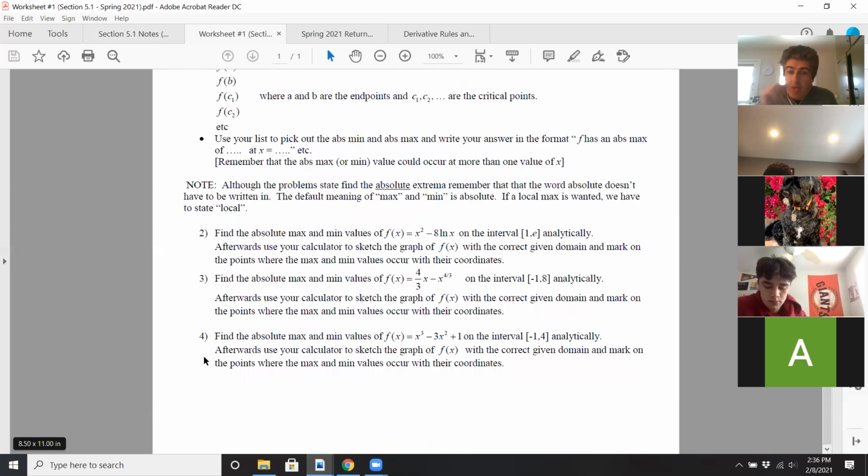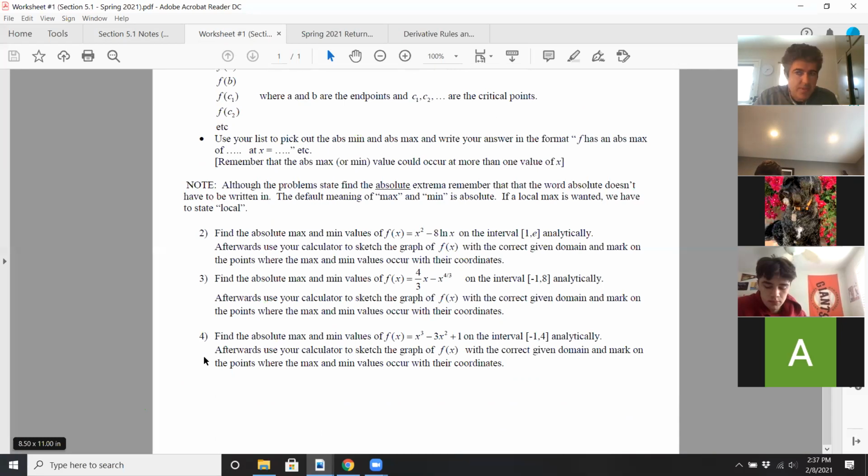So you guys now have 3 separate functions to work out here: x squared minus 8 times ln x, 4/3 x minus x to the 4/3 power, and x cubed minus 3x squared plus 1. And you do have closed intervals: 1 to e for the first one, number 2, -1 to 8 for number 3, and -1 to 4 for number 4.